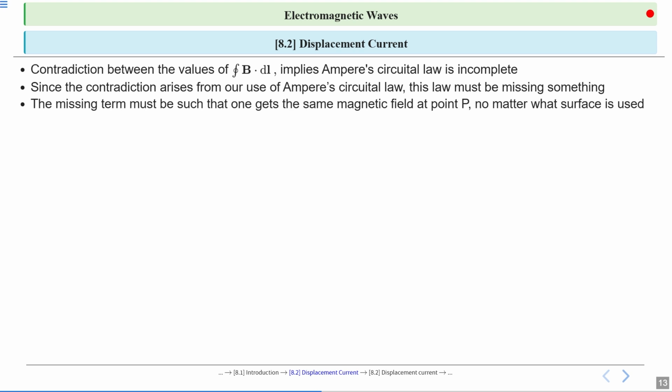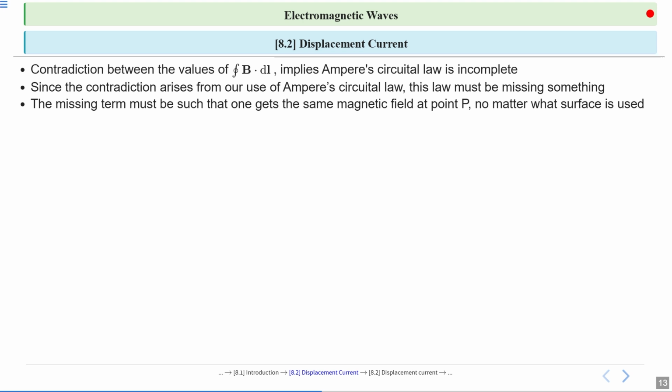The missing term must be such that one gets the same magnetic field at point P no matter what surface is used. So if we take another surface, like the pot surface or tiffin box surface, in the second case the result should be the same, mu naught I. That type of missing term we have to put here, which Maxwell concluded or derived by experiments.